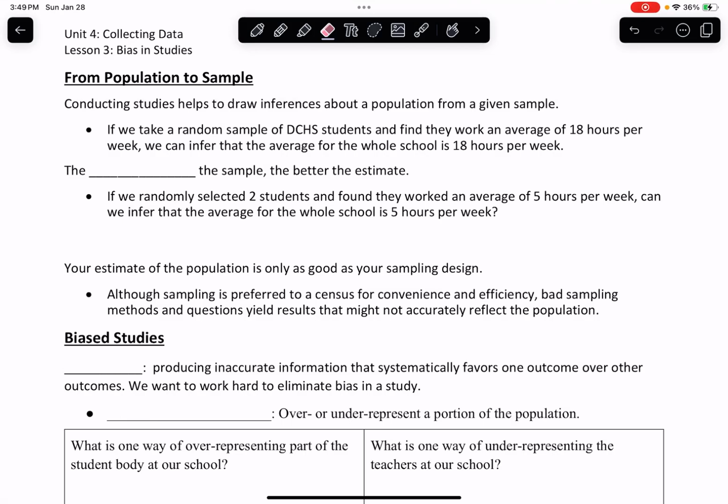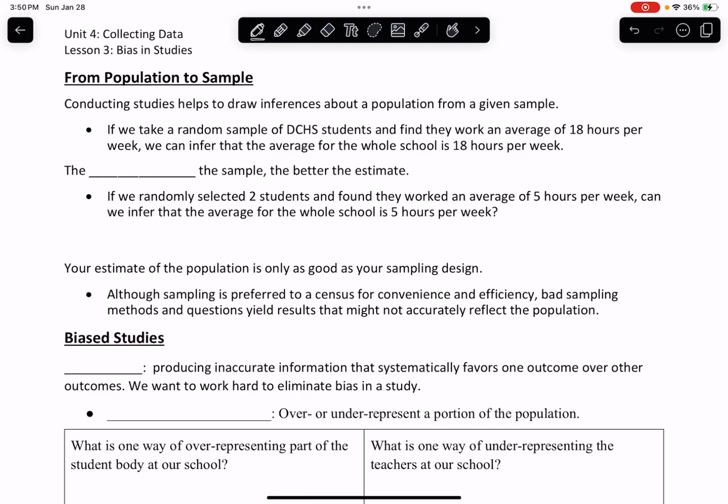This is lesson 3, and we're going to be discussing bias in studies, why it occurs, and how we can try and minimize it as best as possible. So we know that from conducting studies, we're trying to draw inferences about a population from a given sample. If we take a random sample of DC students and find they work an average of 18 hours per week, we can infer that the average for the whole school is 18 hours per week.